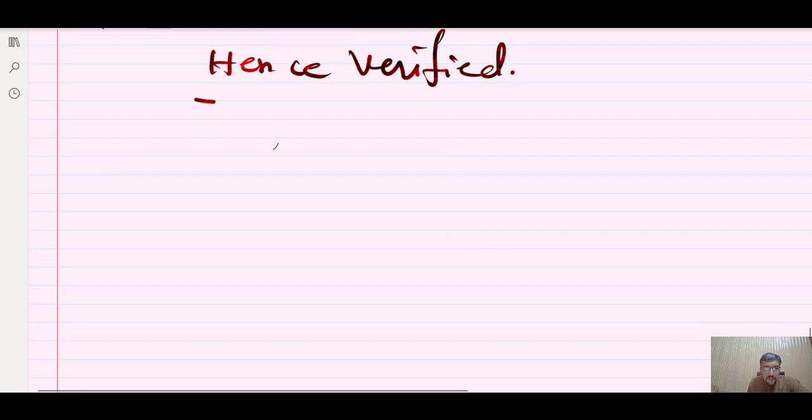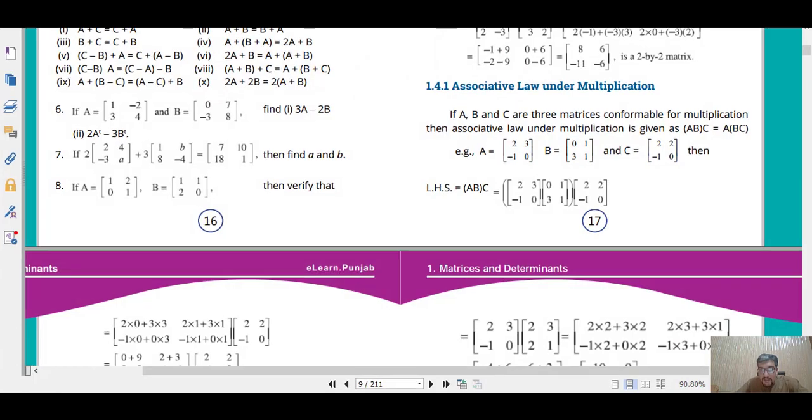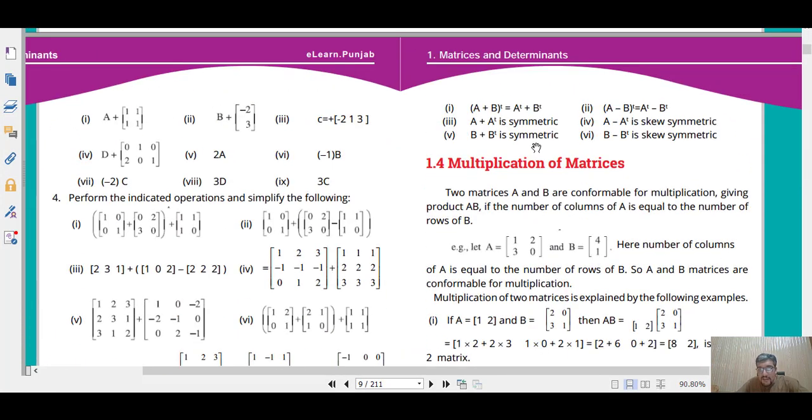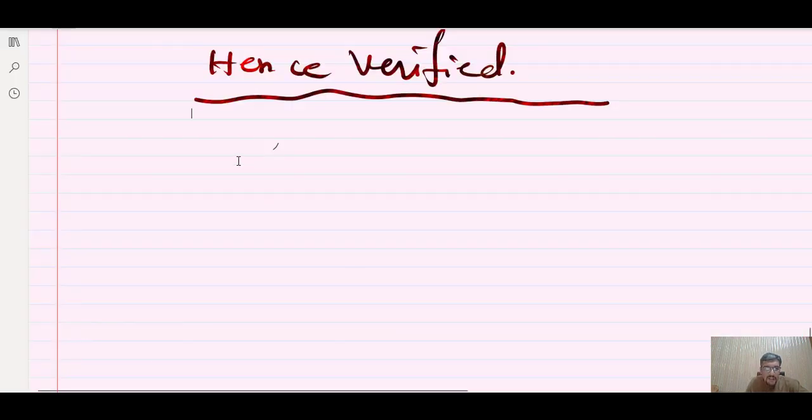So now we are going to solve part number 3, that is A plus A transpose is symmetric and skew symmetric. So this is a new concept, whether the matrix is symmetric or skew symmetric. First of all, let me explain the concept of symmetric.